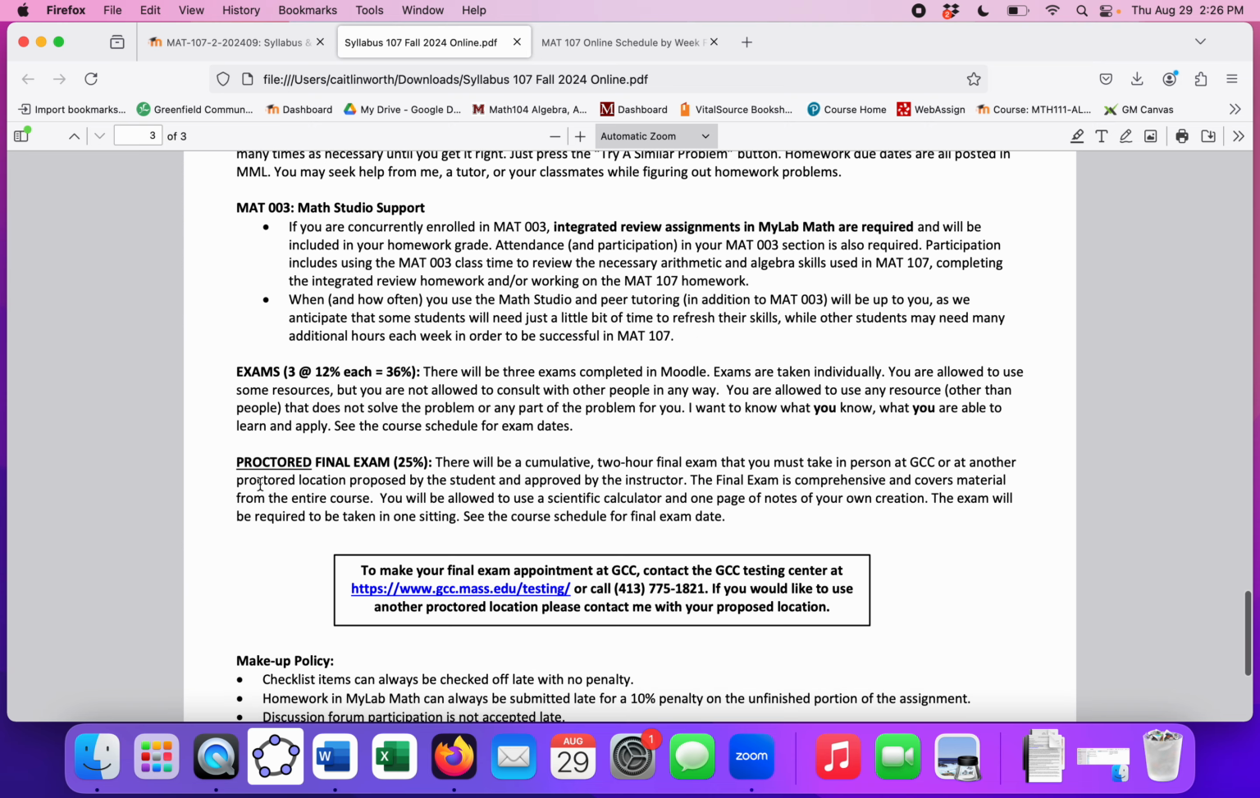If you're concurrently enrolled in Math 003, MyLab Math also has some integrated review assignments that you'll be required to complete and will be included in your homework grade. And attendance and participation in your Math 003 section is also required. So just know that if you're in 003, that homework and that attendance counts in your grade for this class. So keep that in mind.